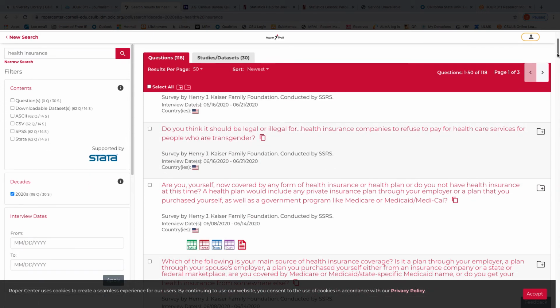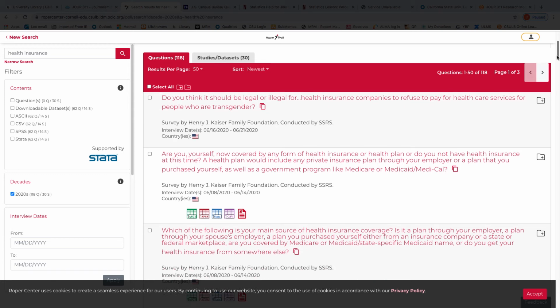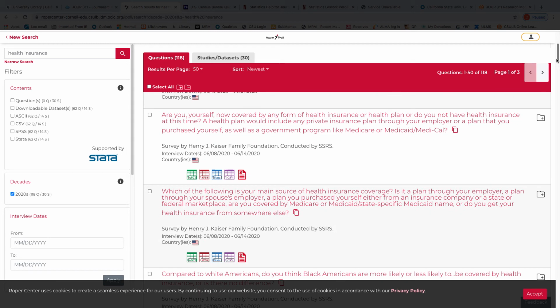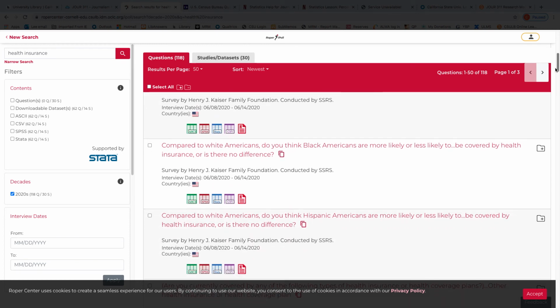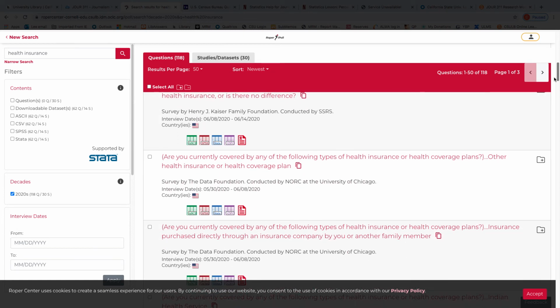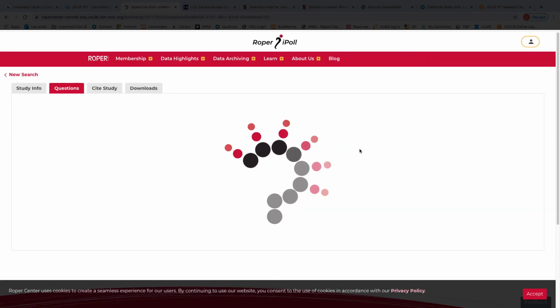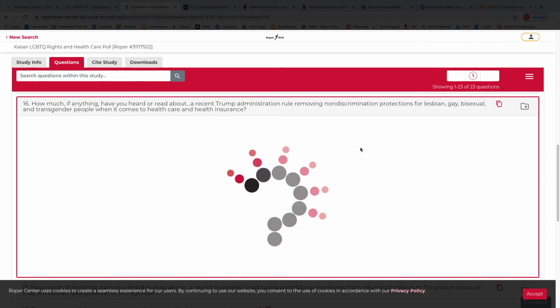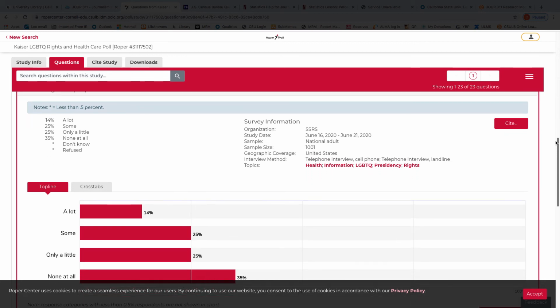Do you think it would be legal or illegal for health insurance companies to refuse to pay for health care services for people who are transgender? Are you yourself now covered by any form of health insurance? Which is the main source of your health insurance? Compared to white Americans, do you think black Americans are more or less likely? And so you can see what all the various questions are. And then once you click on the question, it's then going to give you the answers to that particular question.